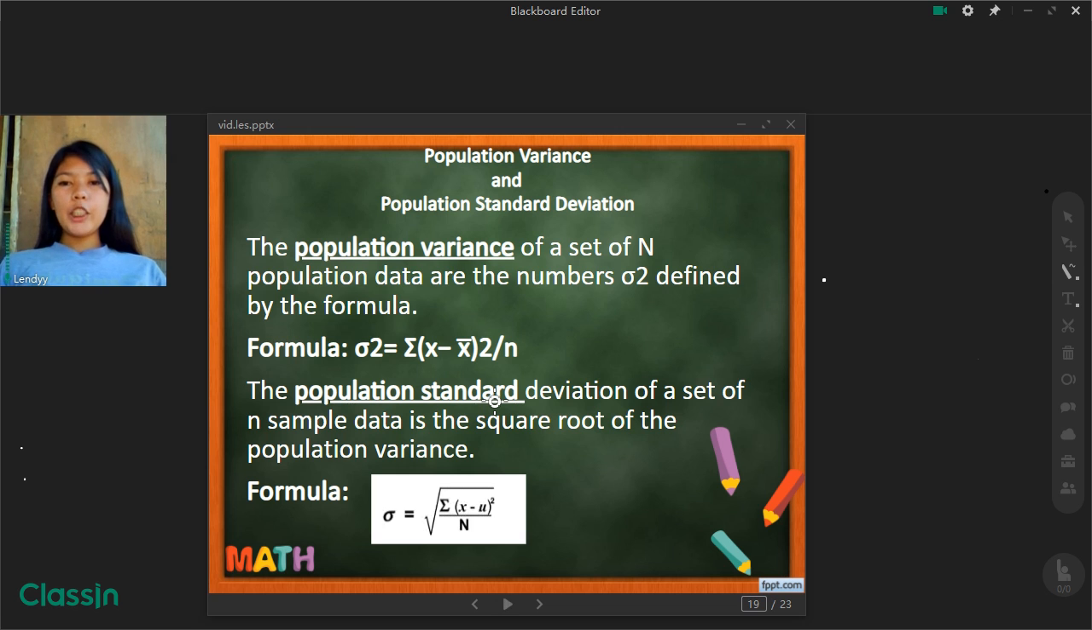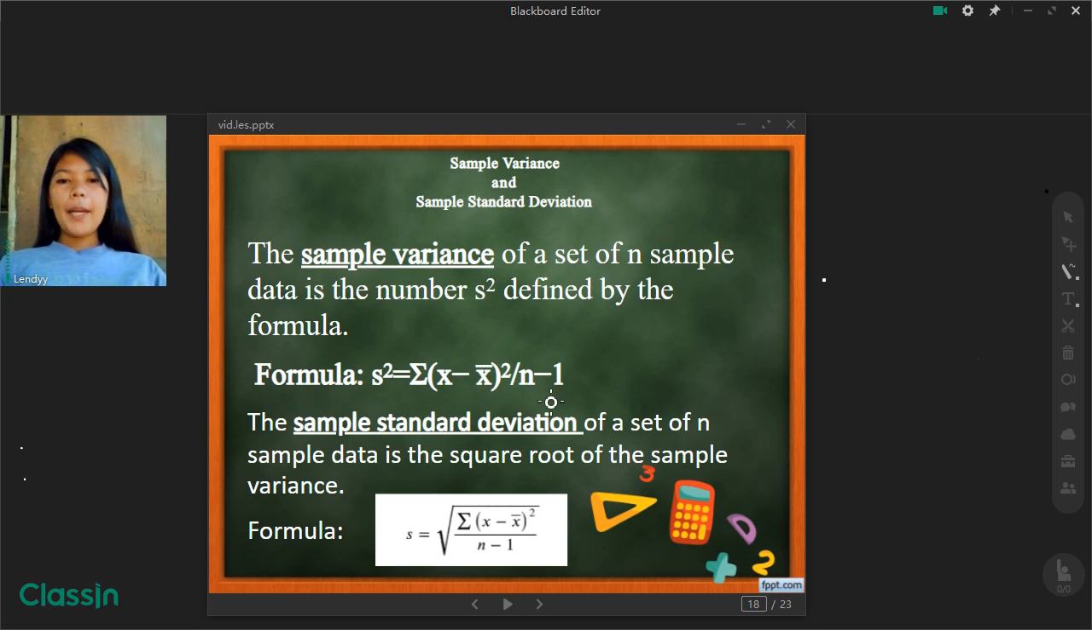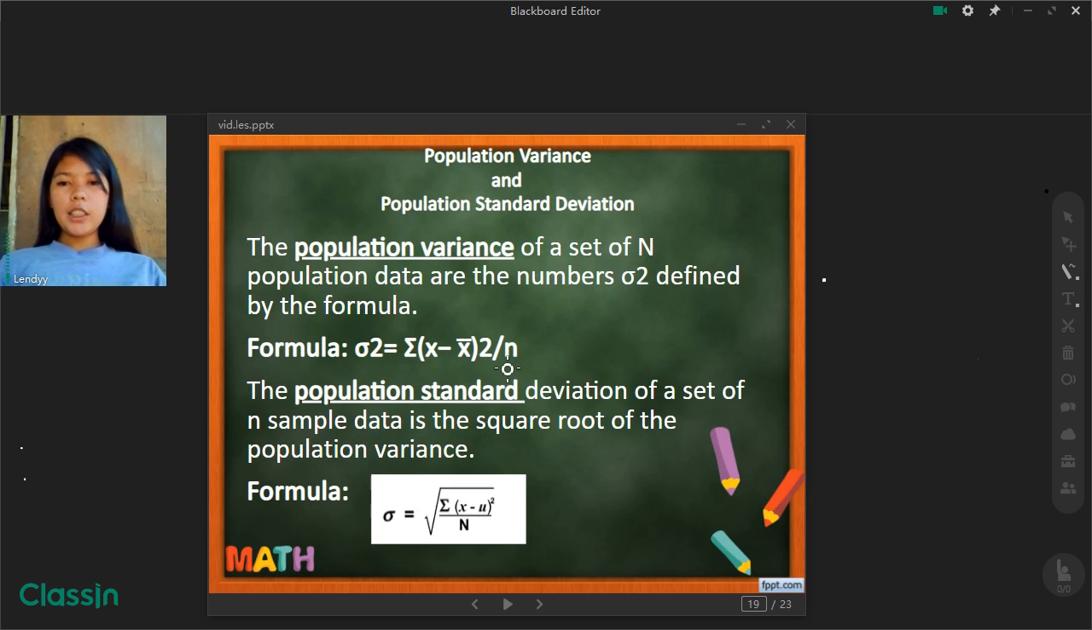And our population variance is defined by the formula. The population variance is equal to the summation of x minus mean squared divided by n. And the population standard deviation is just simply the square root of this. So as you can see, the only difference between our sample variance and population variance is that our sample variance has a minus 1, while our population variance is just simply n.